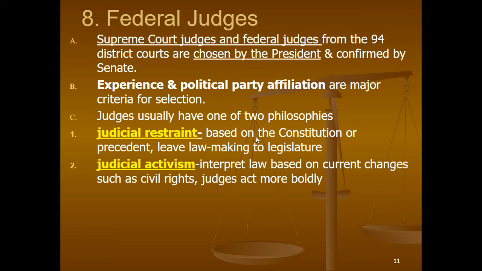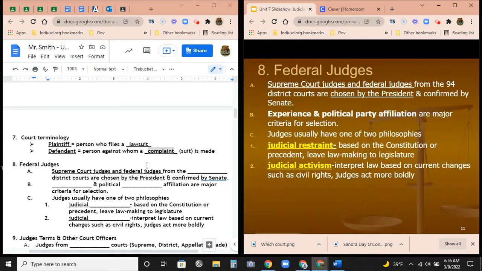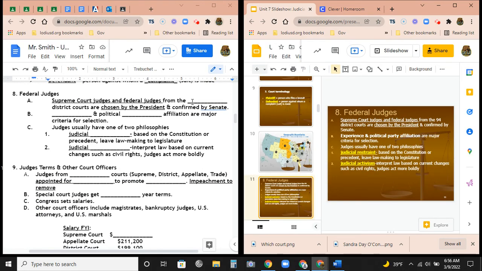Some consider judicial restraint based on the Constitution or precedent, leaving lawmaking to the legislature. The other ones are characterized as judicial activists, where they interpret laws based on current changes, such as civil rights, and the judges are acting more boldly and trying to fit modern times. Let's go ahead and write in the notes.